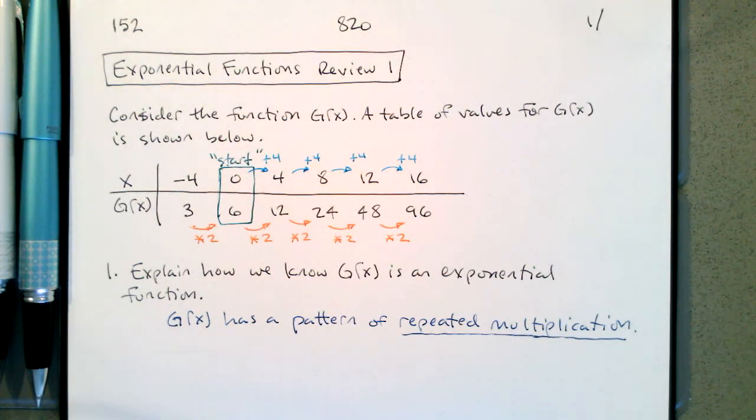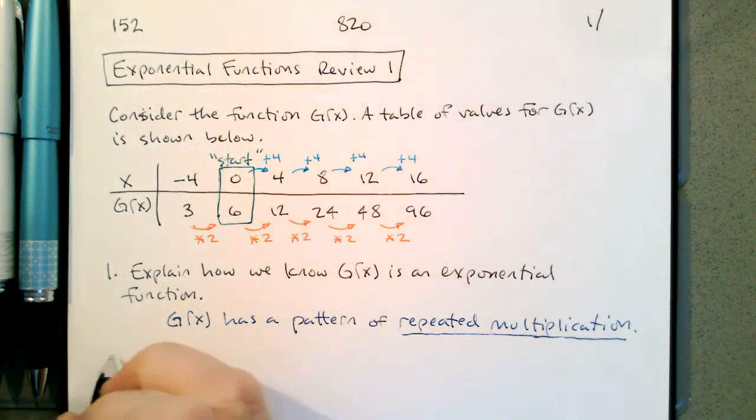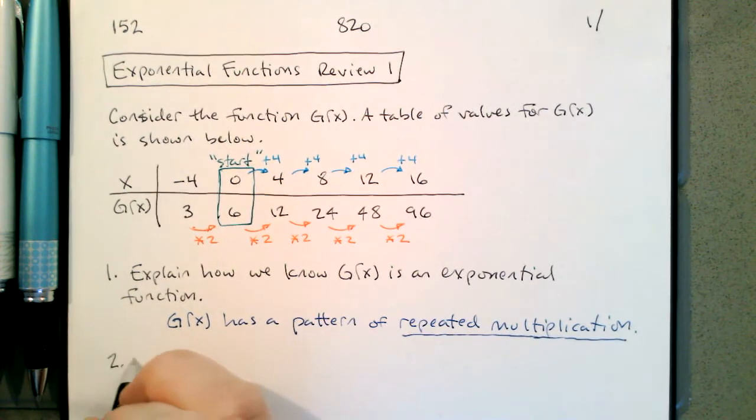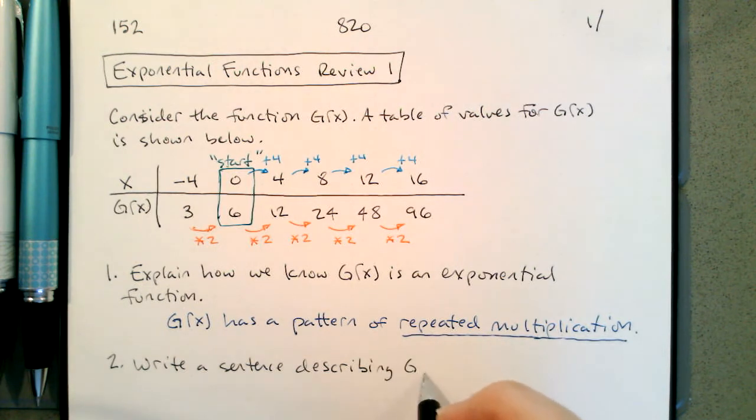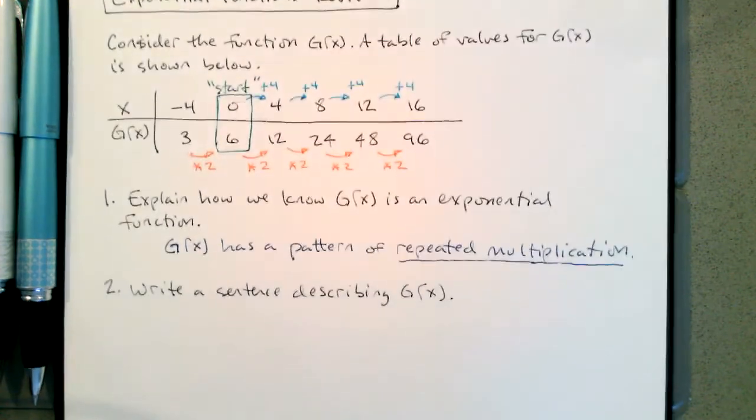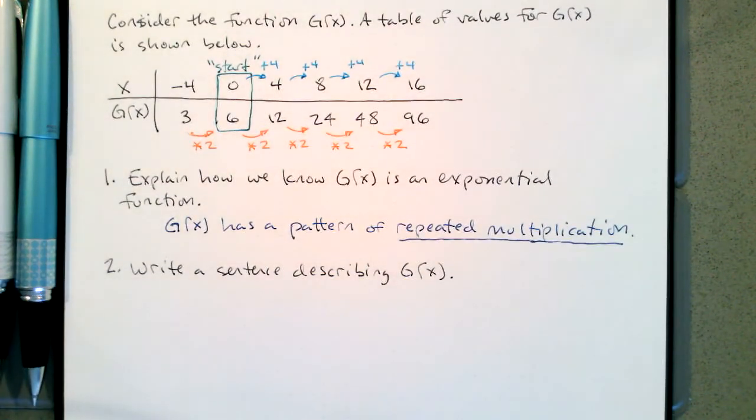Next, we might want to be more specific about what's going on. So let's write a sentence describing g of x. And we're going to follow the same kind of pattern that we followed yesterday with the linear function. We're going to state where things start. We're going to talk about how the function is changing. And then we're going to talk about how often the function makes that change.